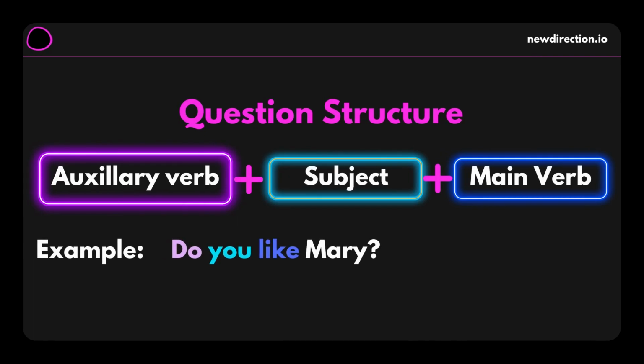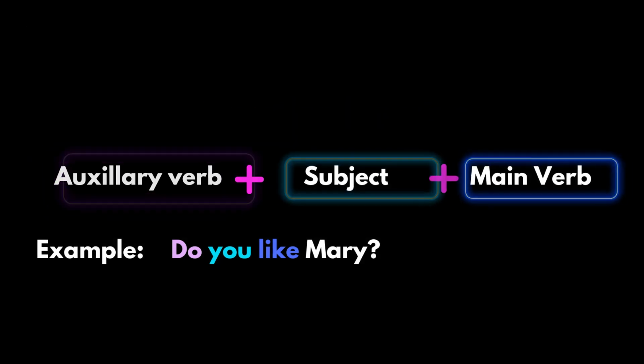How do we form sentences in questions? We have the auxiliary verb plus the subject plus the main verb. An example is, "Do you like Mary?" Do is an auxiliary verb, while the subject in this sentence is you. Like is the main verb, and Mary is additional information. And it ends with a question mark.